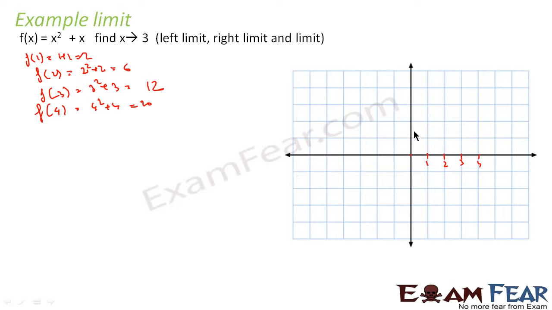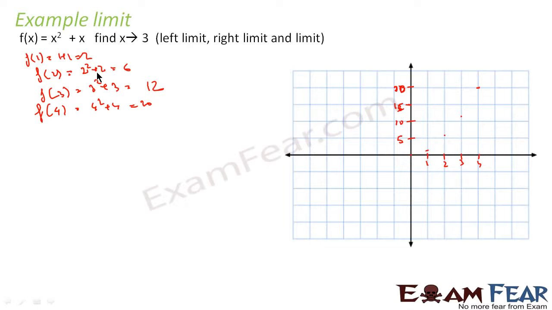So we can say that this is 0 and we'll assume that this is 5, this is 10, this is 15, this is 20. So we see f of 4 is 20, so this point is 20. F of 3 is 12, almost near this point. This is 15 here, sorry. And f of 2 is 6, almost this point. F of 1 is 1, almost this point.